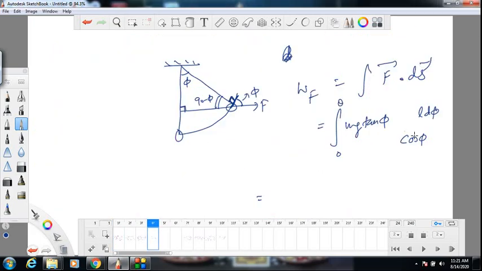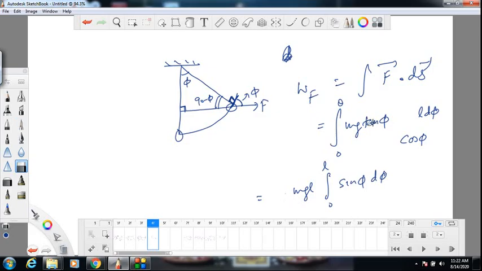So tan phi into cos phi is sin phi. Integral of sin phi is minus cos phi. So mgL integral sin phi d phi from 0 to theta. This is what you are getting.